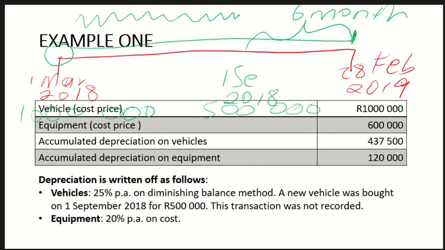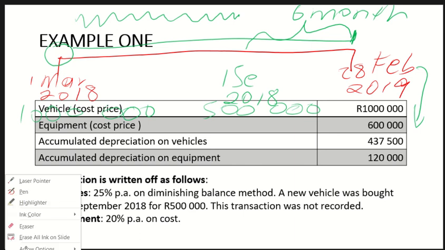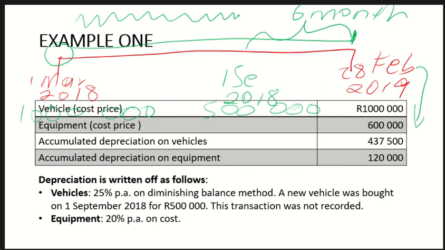We bought another car during the year. At the end of the year, on the 28th of Feb, how much will we have as a value of cars? You tell me. At the end of the year, what will be the value of our cars in total? It's 1,500,000. We good?